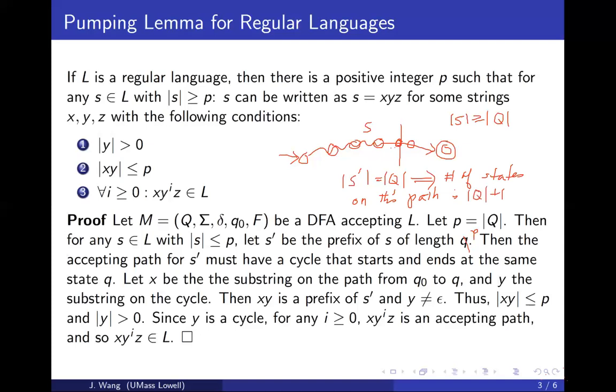The number of states is always one more than the number of edges on that path, because each edge represents a symbol. So the number of states on this portion is the size of Q plus 1. Since you only have this many states, at least 2 of these states will have to be the same. Okay, so let's say this state and that state are the same.